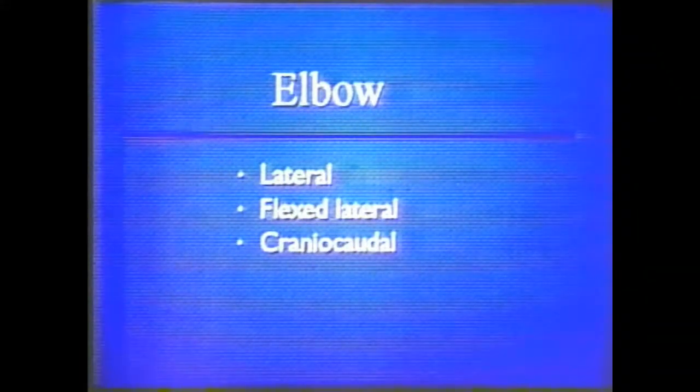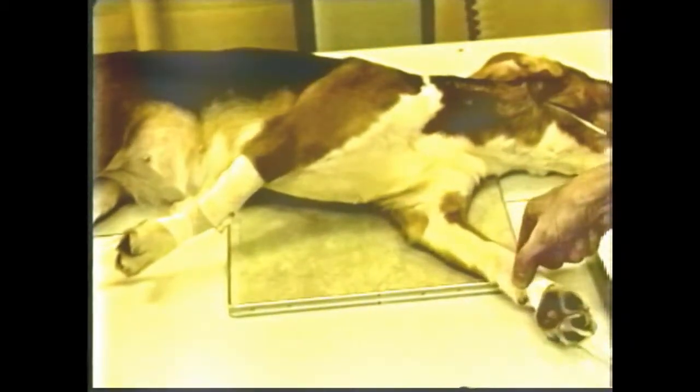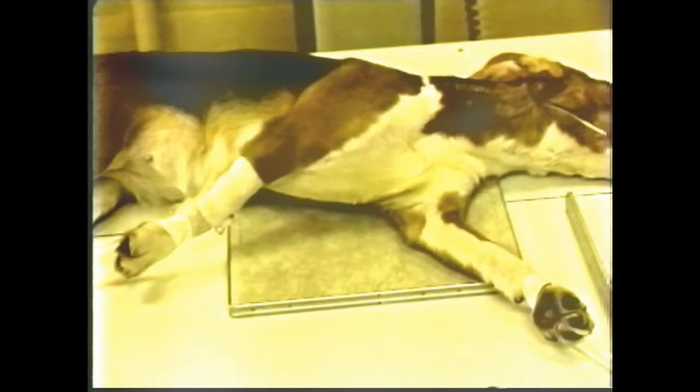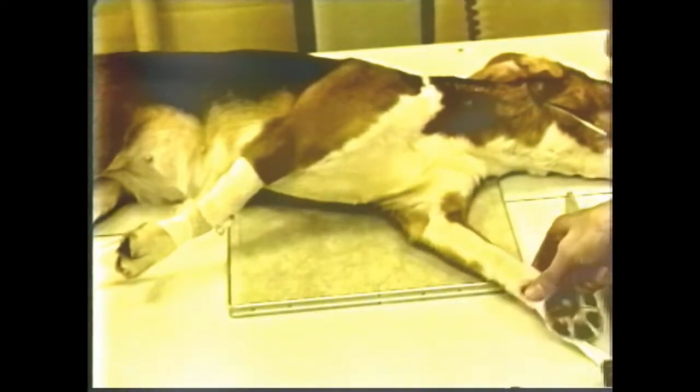The next area for consideration is the elbow. We will demonstrate how to do a lateral view in the normal extension position, a flex lateral, which is primarily for viewing the anconeal process, and the cranial caudal view. With the elbow being less than 10 centimeters, tabletop technique is preferred. This allows us to reduce the exposure considerably.